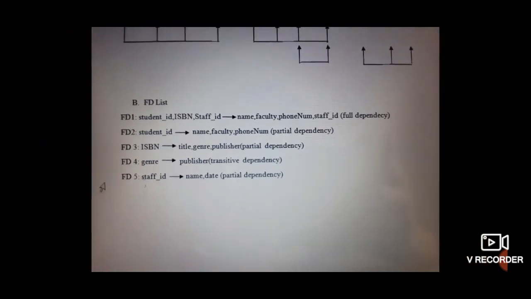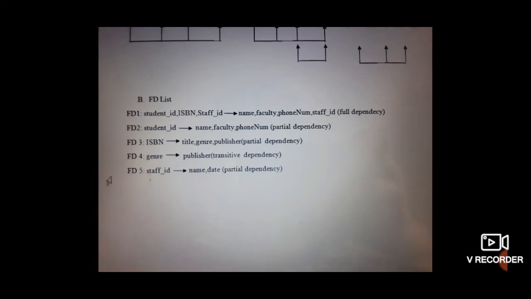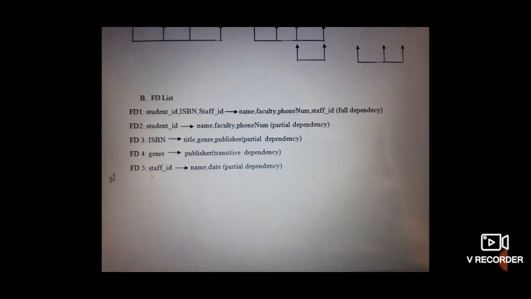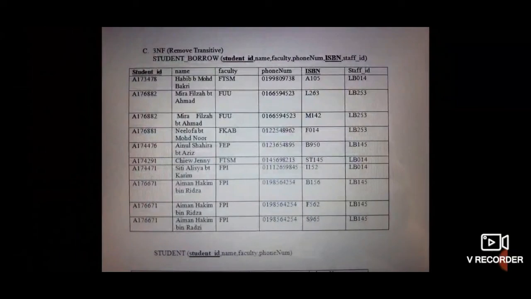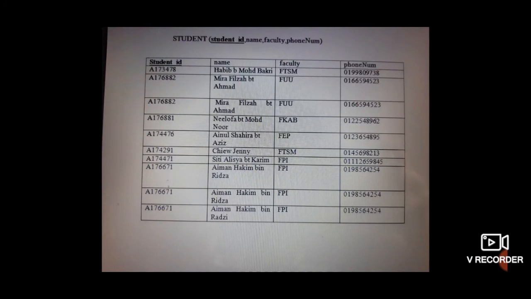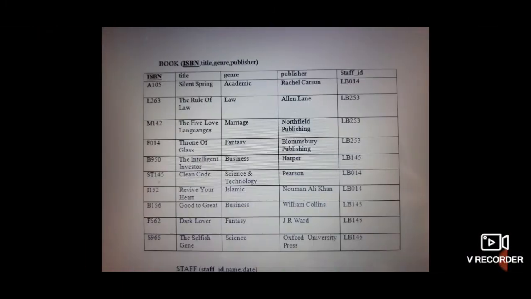So what we want to do is remove the genre and make another table for genre. The first table we get is student borrow as second normalized form, with primary keys student ID and ISBN. The second table is student, with student ID as primary key. Next we get a book.